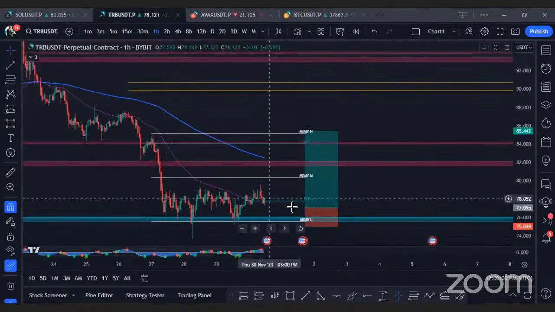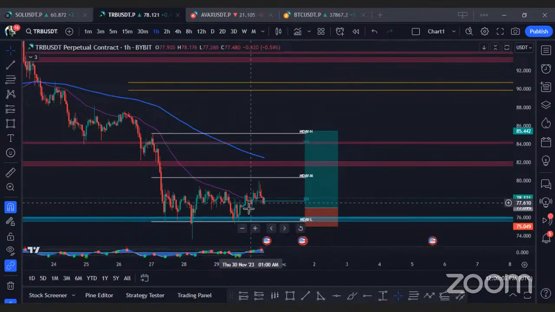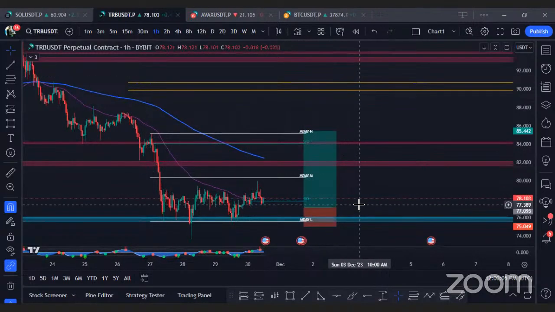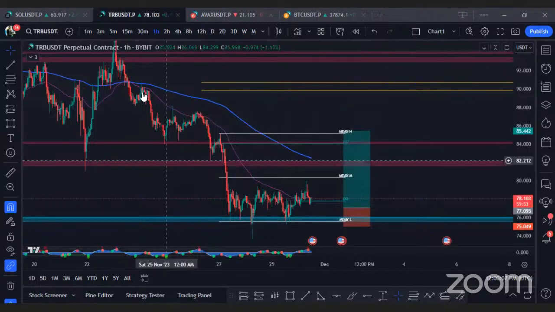TRB did hit take profit 1. But what happened? It came back down. Okay, now we are struggling to go back up again and all of that. So you do these things yourself.